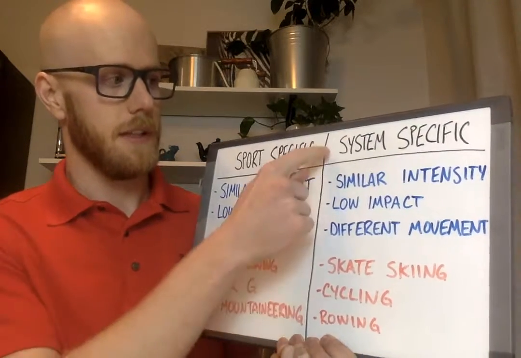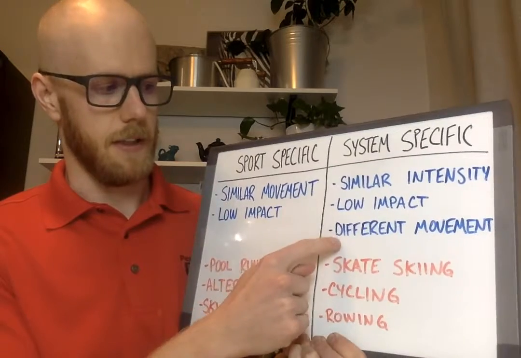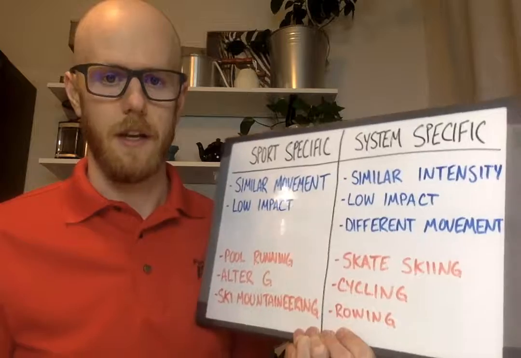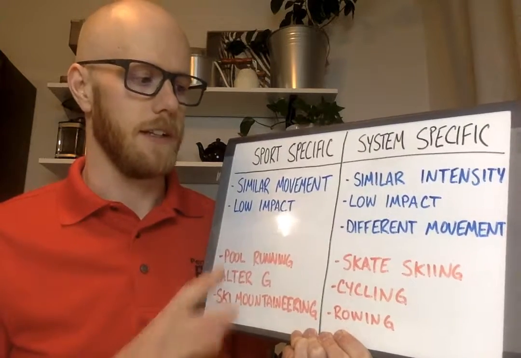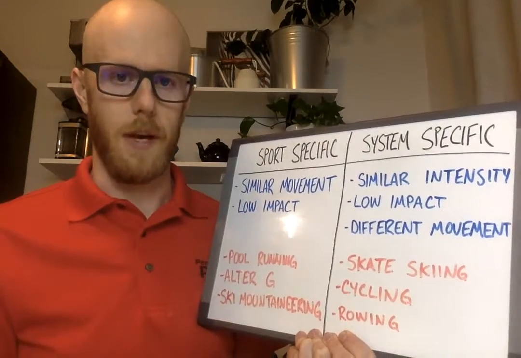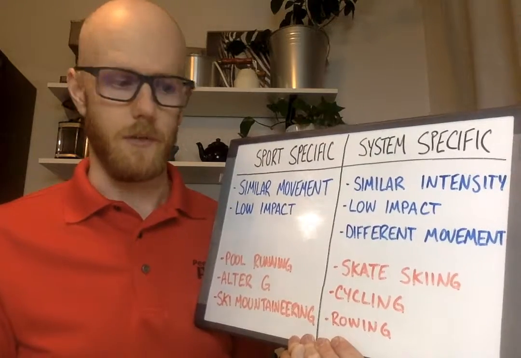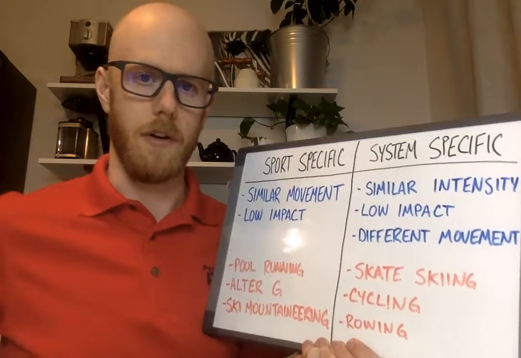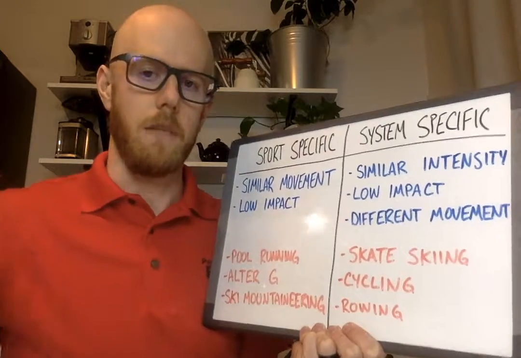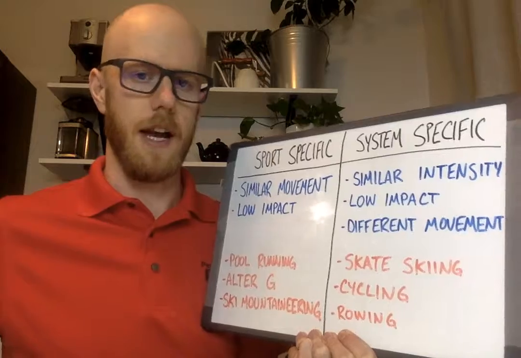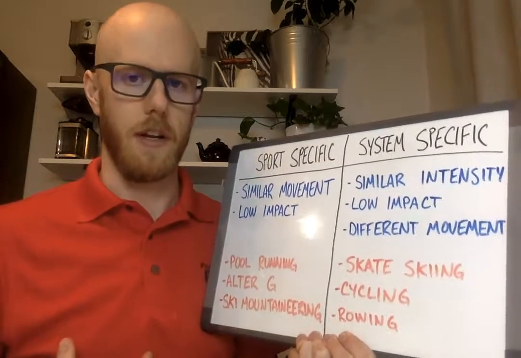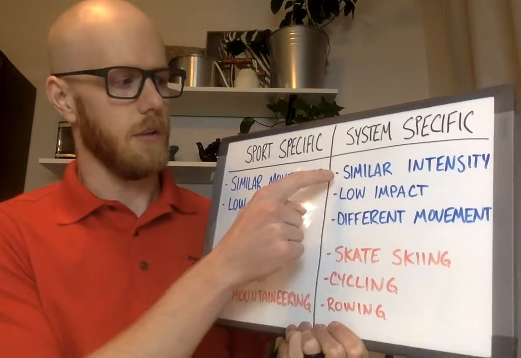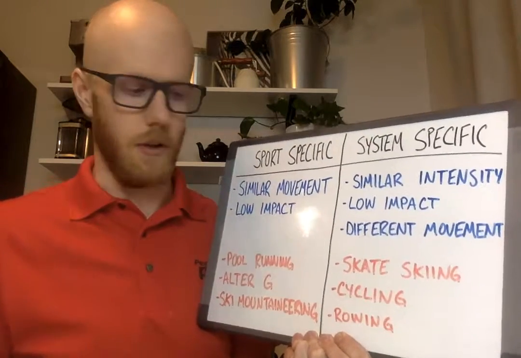But the difference with system-specific versus sport-specific is this point here, and that's that system-specific cross-training is a different movement. So you're out there, you're moving in a different plane, you're moving your body in a different way, you're using different muscles than if you were just running. So that's things like if you were to go skate skiing, you're using a lot more glutes, glute med, and pushing legs out to the side, and then you're using your upper body and your core in a very different motion than you would if you were running. But you're still working at a similar intensity than if you were to go for a run.